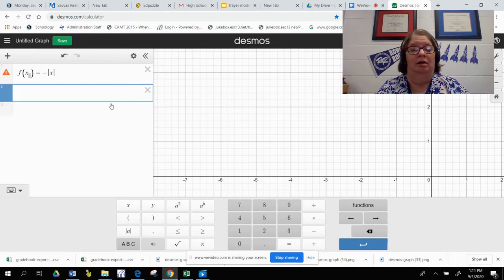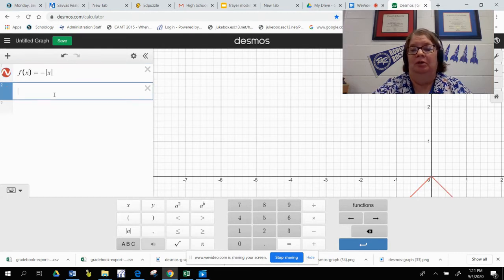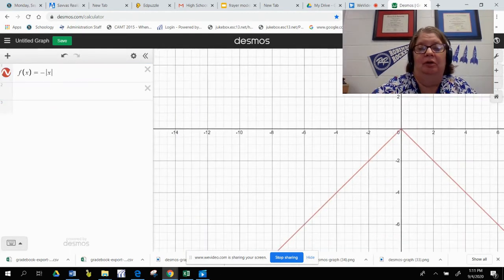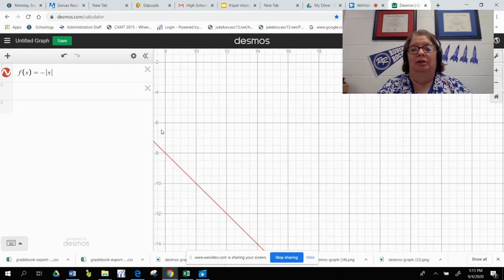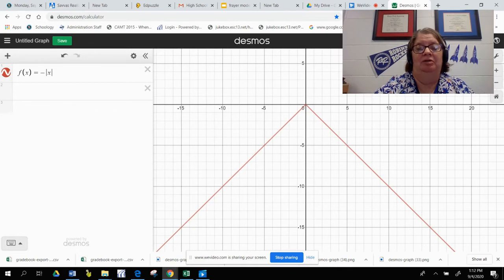And it did not show up. Why did it not show up? There it is. Zoom this back to where it was. Okay, there's our, sorry for making you dizzy.